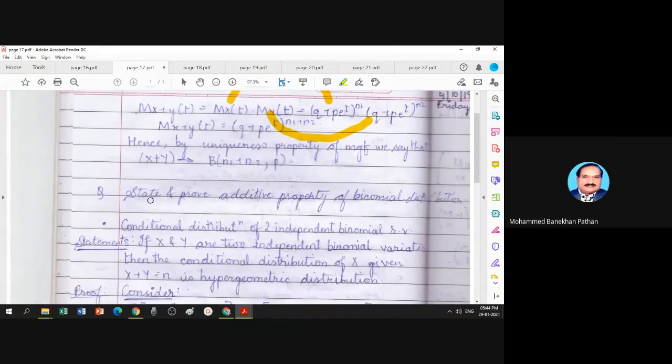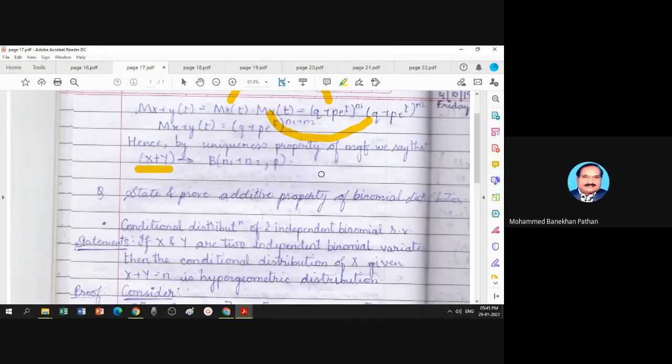You may get a theoretical question: state and prove additive property of binomial distribution. Now here I can put a remark. I write X plus Y. Suppose I ask all of you, can I say X minus Y follows binomial with n1 minus n2 comma p? Is it possible?